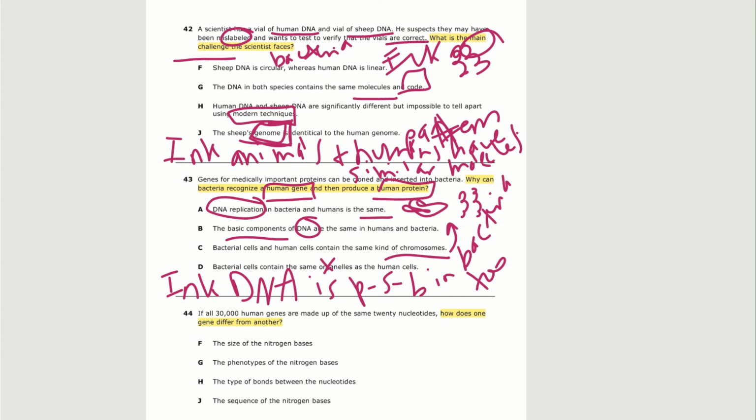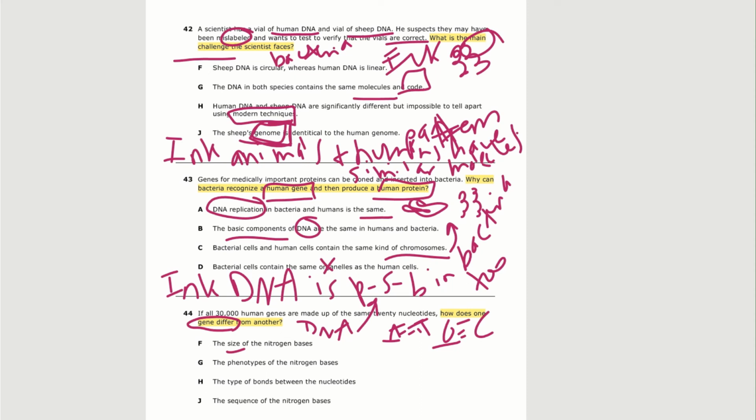How does one gene differ from another? Again, a gene is a section of DNA. It has the phosphate sugar base. It has A equals T and G equals C. So let's look at the answers. The size of the nitrogen bases. The size? Really? Did we ever talk about that? Not really, but I guess G and A are bigger than T and C. I don't know if that matters.